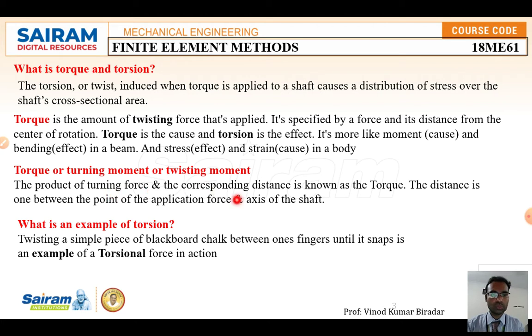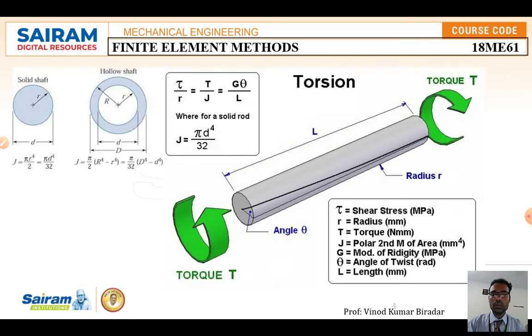The best example for this torque moment is twisting a simple piece of blackboard chalk between your fingers until it snaps. That is the best example for torsion. In this slide, you should understand what torsion means: there is a twisting moment in a given particular shaft, and because of this twisting moment, stress and strain are induced over the whole area of the given shaft.